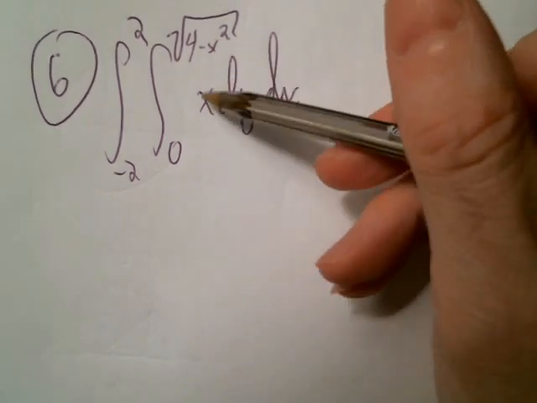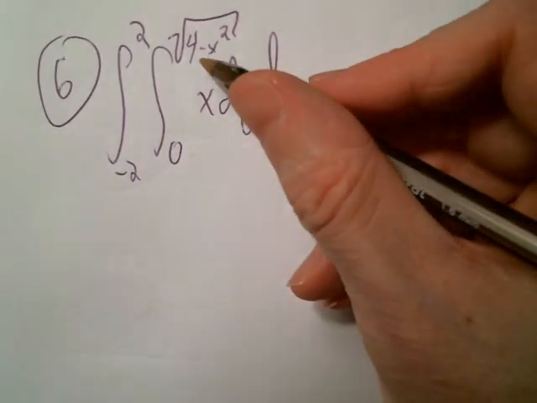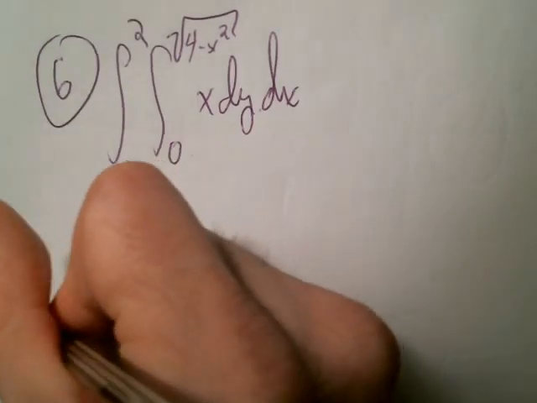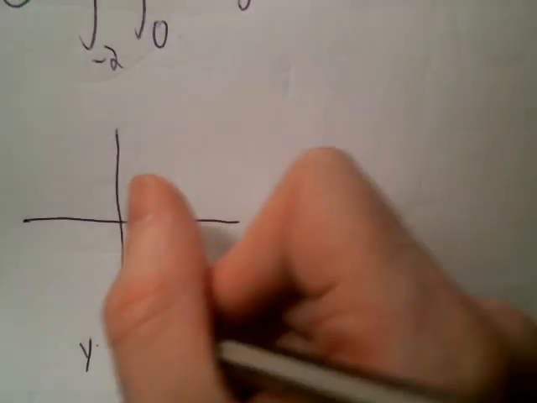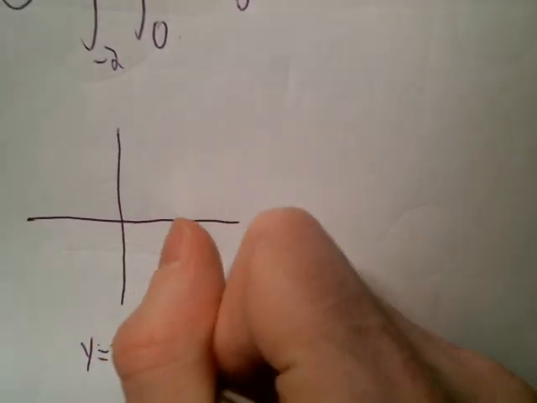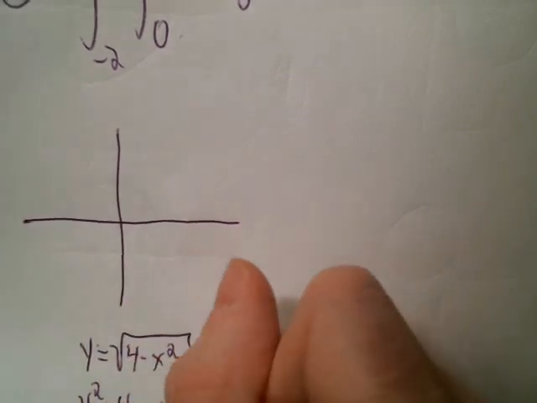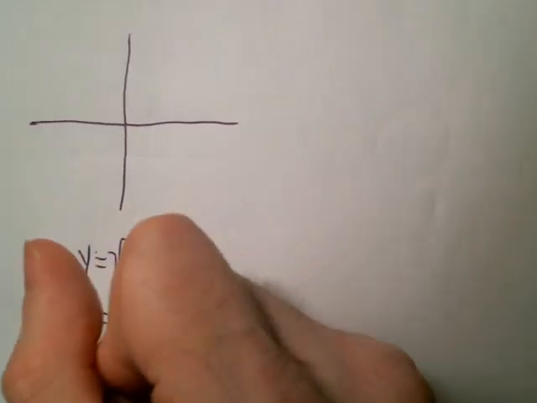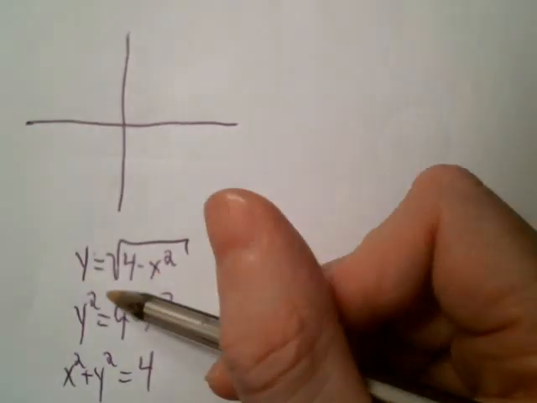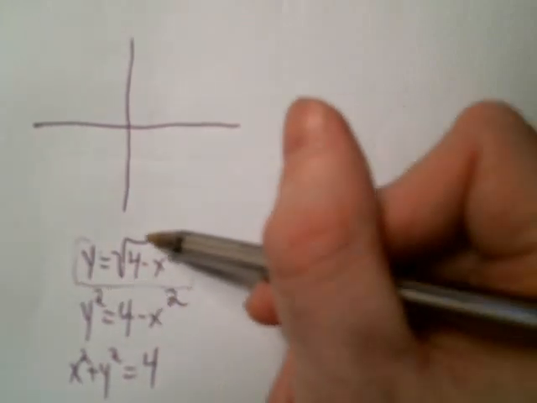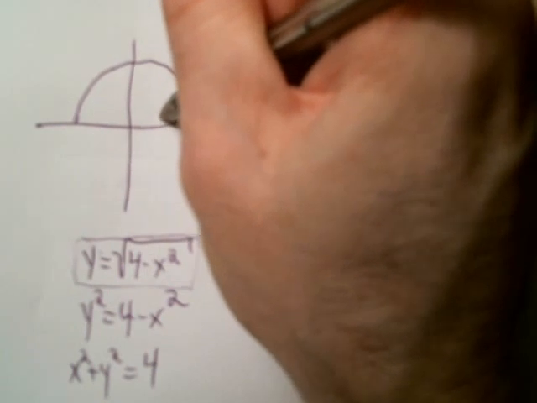In order to do that, I have to figure out what this picture is. This is going from y equals 0 to y equals square root of 4 minus x squared. So y equals 0 is just the x-axis. For y equals square root of 4 minus x squared, if you square both sides, you get y squared is 4 minus x squared, and then x squared plus y squared is equal to 4, right? So that's a circle. This in particular is the top semicircle, where the radius is 2.